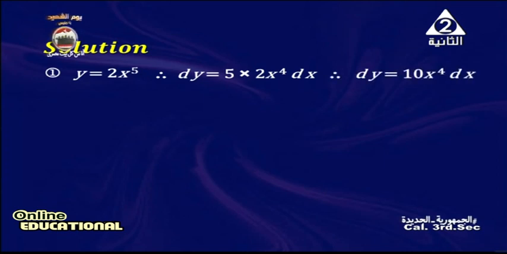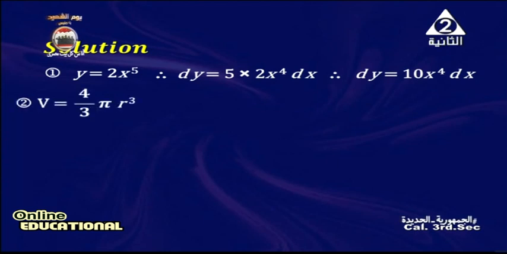Now, number 1, y equals 2x to the power 5. What is the differential of y? Differential of y is dy. And the differential of 2x power 5 is 5 multiply 2x to the power 4 dx. Then dy equals 10x to the power 4 dx.